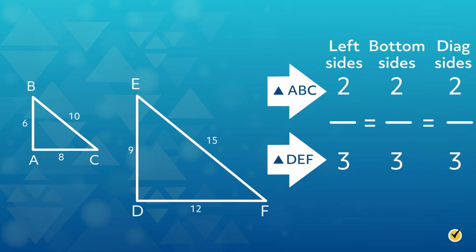This is proof that all of our sides are in proportion. If all the sides are in proportion, then we know that our triangles are in proportion. This is the side-side-side, or SSS, method of proving similarity. So now we can say that triangle ABC is similar to triangle DEF.